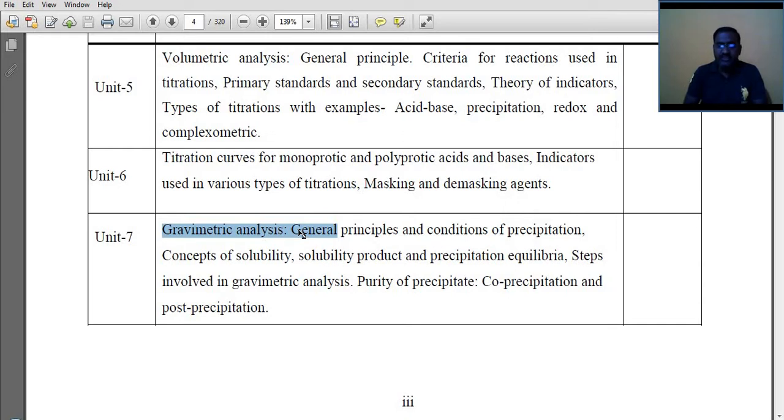The contents of the unit are the general principles and conditions of precipitation, concept of solubility, solubility product and precipitation equilibria, steps involved in gravimetric analysis, purity of precipitates, co-precipitation and post-precipitation.